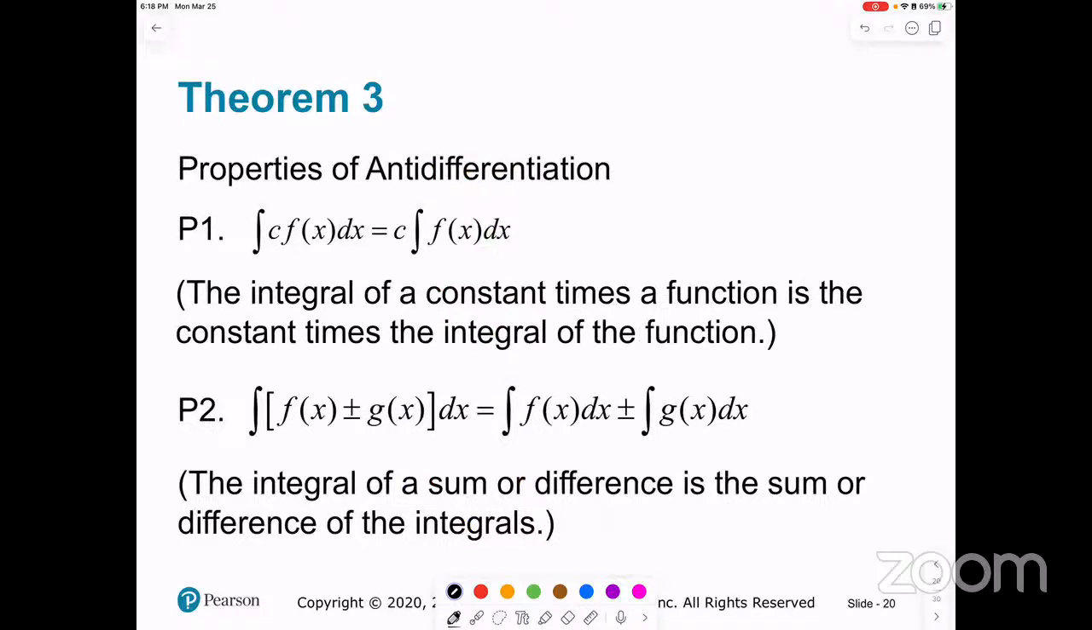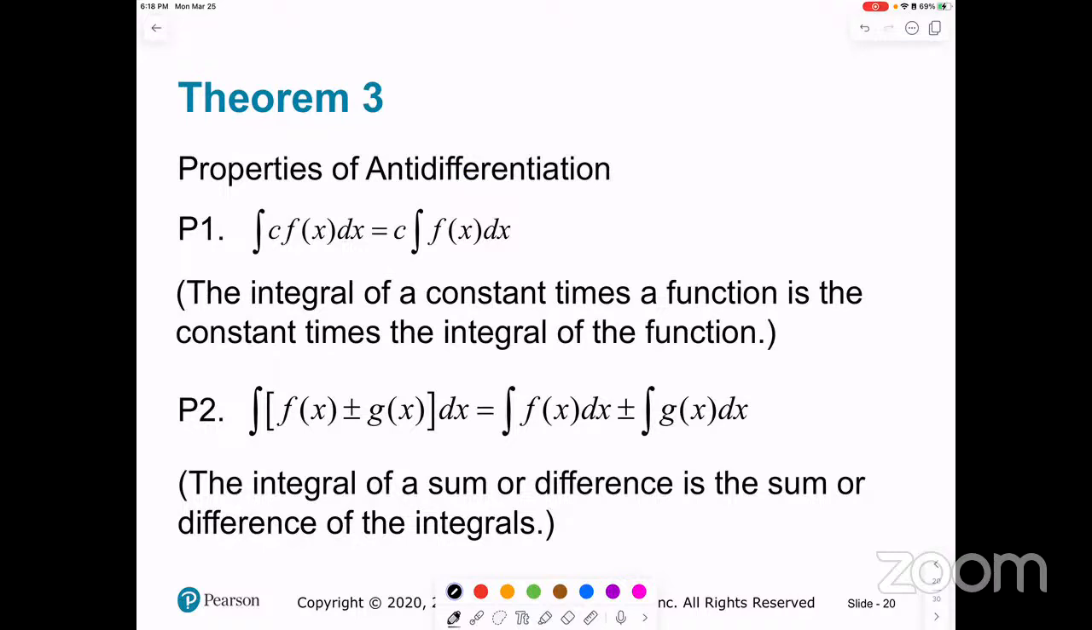Property 1, the integral of a constant times a function dx is going to be the same as the constant times the integral. So when you're taking the integral and you have a constant times the function, you can just move that constant to the left side of the integral and then just focus on what's remaining. Whatever answer you get, just say times that constant. Okay. The integral of a constant times a function is the constant times the integral of the function.